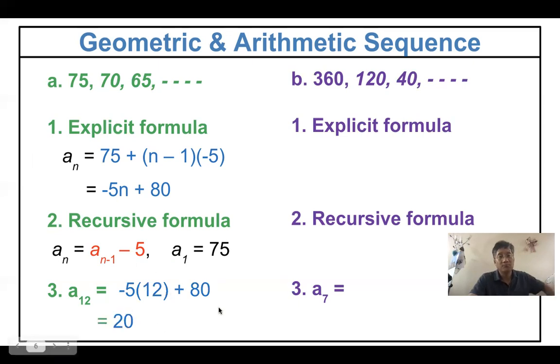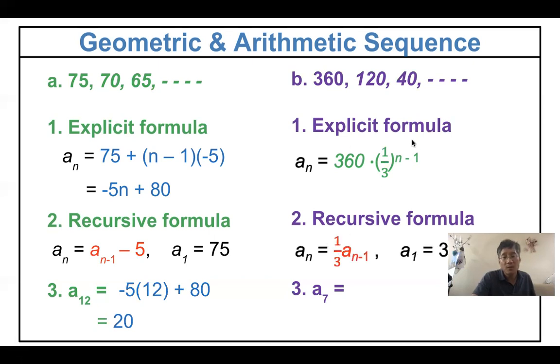How about the geometric sequence? The explicit formula, do you remember the formula? gn equals g1, or an, doesn't matter, right? a1 times r to the n minus 1 power, but the common ratio r is 1/3 in this case. So this is the formula. And for the recursive formula, you know g1 is 360 and gn is 1/3 times the previous term, gn minus 1.